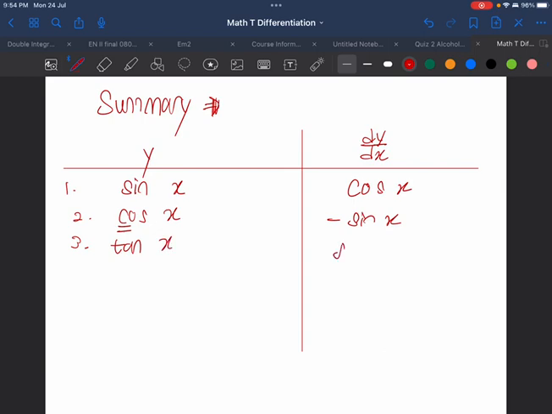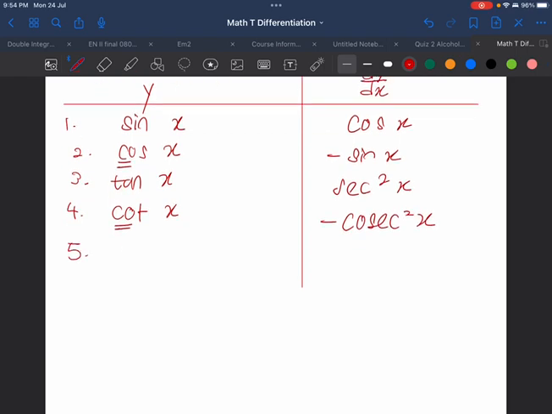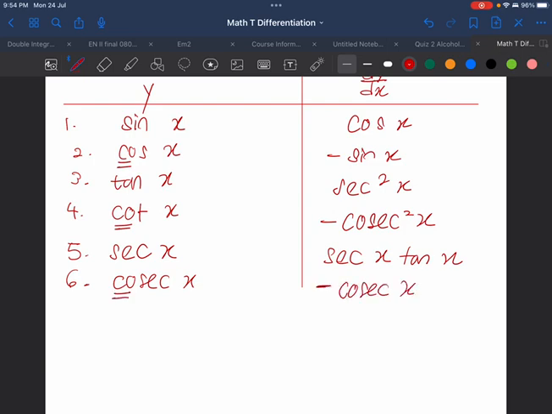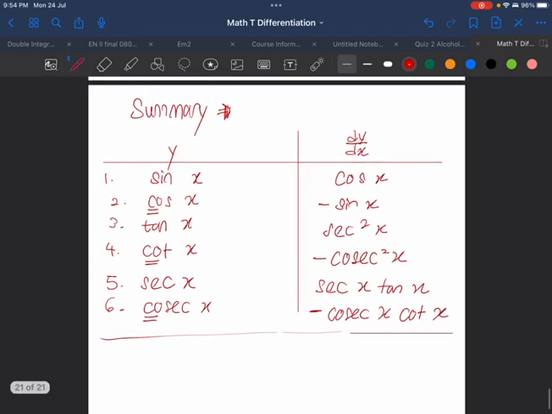Tangent x, we get secant square x. And number 4, we have cot x. When we differentiate cot x, it starts with cos, so we get negative cosecant square x. And number 5, we have secant x. After we differentiate, we get secant x and it brings one more tangent x. The same goes for the last one, cosecant x. Since it starts with cos, we get a negative sign, negative cosecant x copied back, and hence bring a cotangent x. So here are the 6 main differentiations for trigonometry.